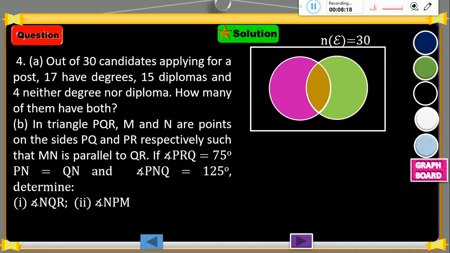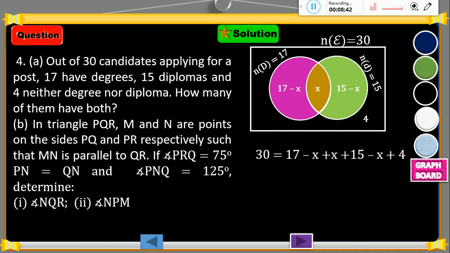The universal set is 13, degree is 17, diploma is 15. And then let those who have both be x. And therefore those without any is 4. Those who have only degree will be 17 minus x, and those who have only diploma will be 15 minus x. So therefore the total will be summing everything inside the rectangle.